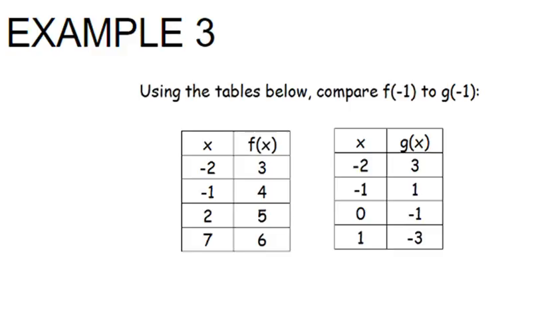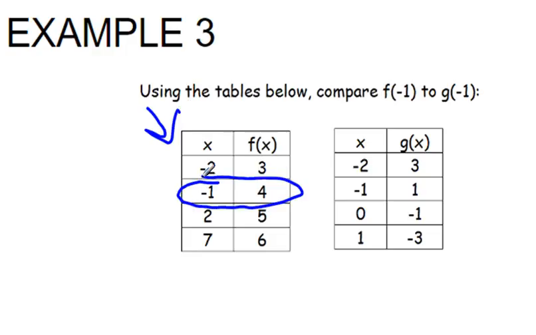In this example, we are asked to use the tables to compare f of -1 to g of -1. And what that means is we are comparing the values of the function at -1. So that's when x is -1. So let's look at f of x first, which is this first table.